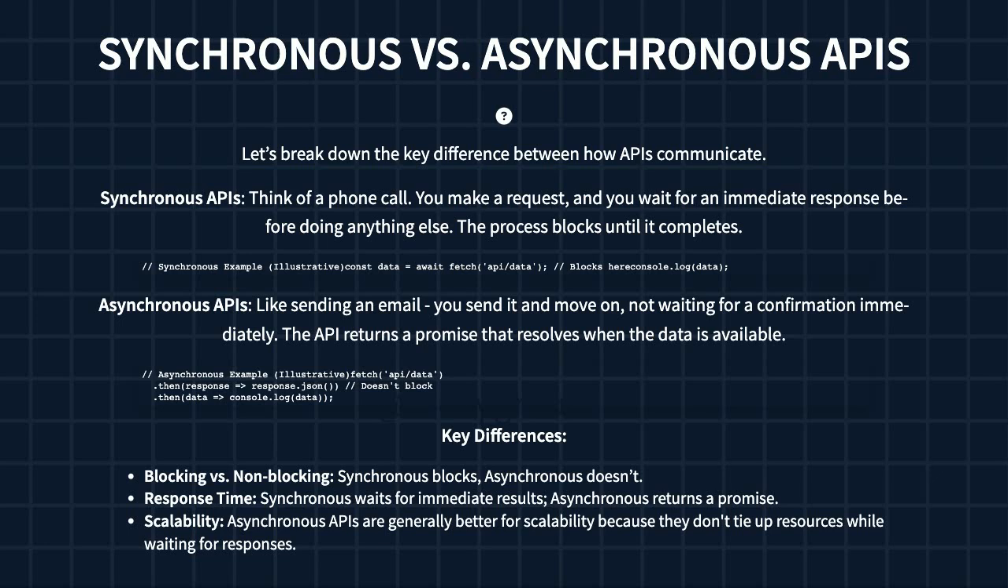An asynchronous API is more like sending an email. You send the message and immediately do something else. You don't just sit there waiting for a reply. The API returns what it needs without holding your request open. This makes things much more efficient, especially when dealing with lots of users or complex operations. Thinking about blocking versus non-blocking behavior is key. Synchronous APIs block the execution flow until they receive a response, while asynchronous ones allow other tasks to run concurrently.